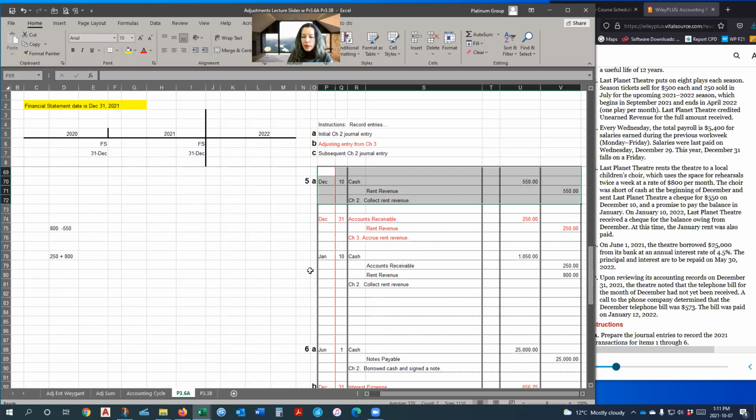Now the subsequent entry here, this would be B, this would be C. On January the 10th, they pay us for the next month's rent plus the $250. So they're giving us cash of 1050. Is our cash affected? Yes, it's going up 1050. $800 was for rent revenue for January. And the accounts receivable here relates back to this accounts receivable.